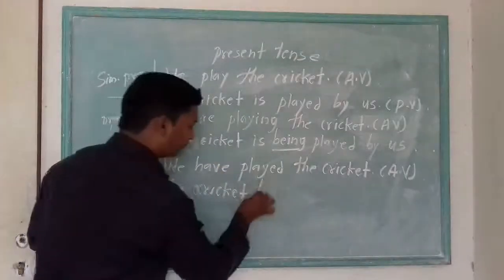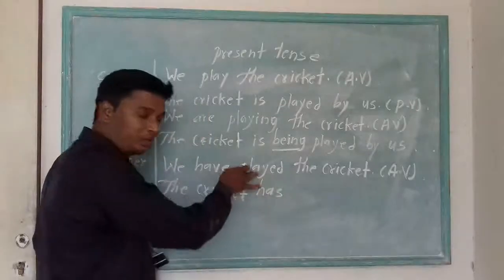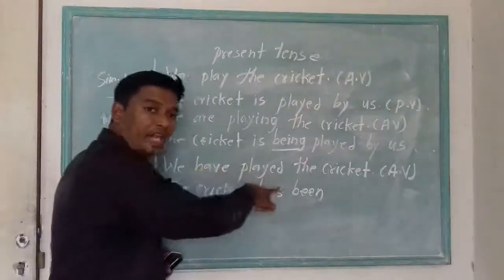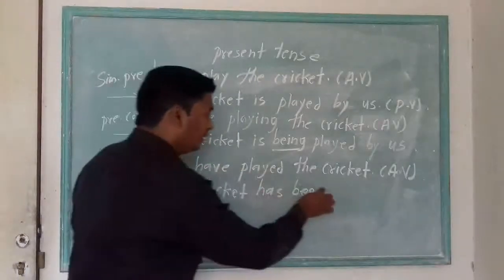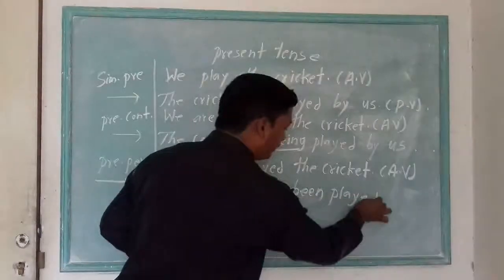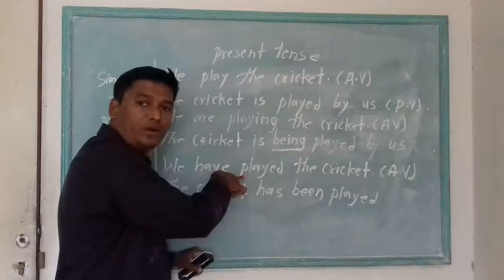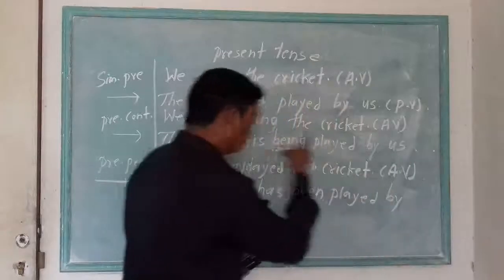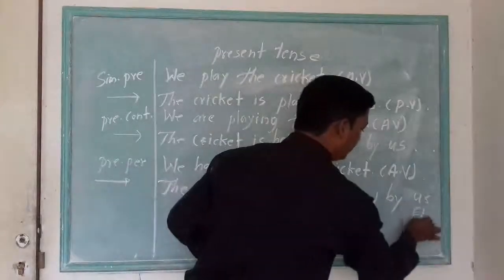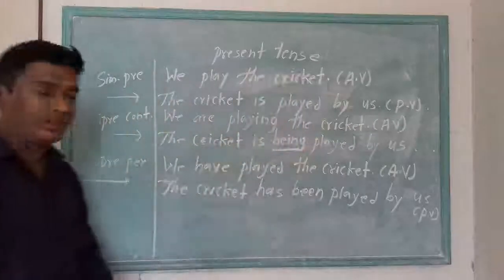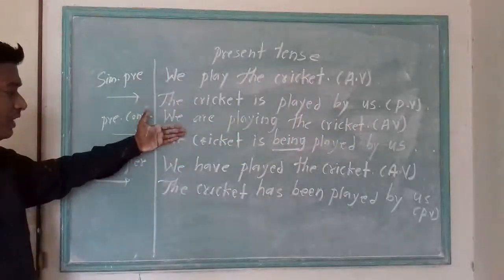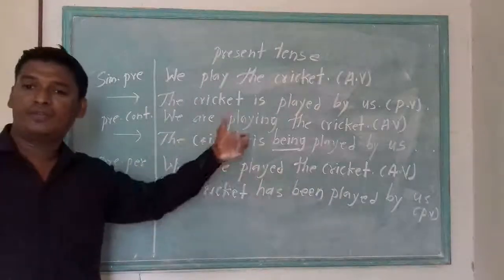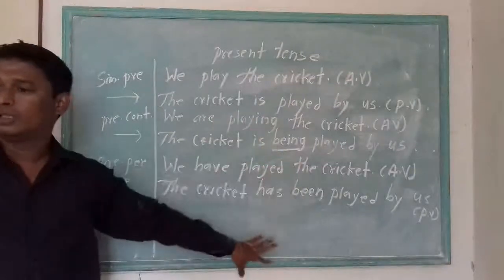The cricket has. It is perfect tense, so take been, as it indicates perfect tense. Then we always take V3 of the verb in perfect tense, so take the same, played, by, then we changes to us. Okay, it is PV. Have you understood? Simple present, present continuous, present perfect. We can't convert present perfect continuous into PV.